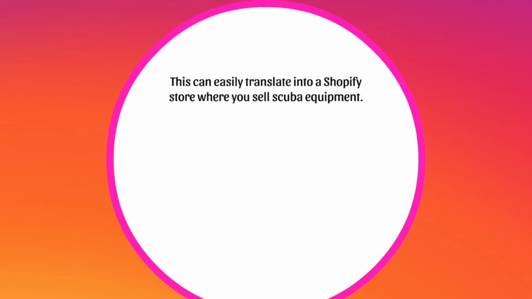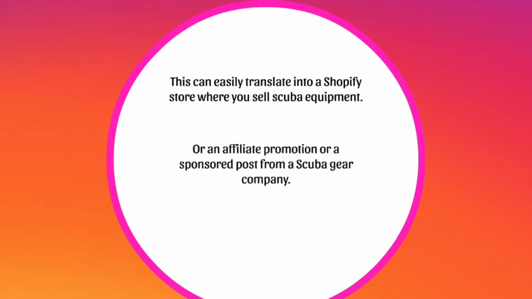You get to indirectly sell things, because at the end of the day, people are going to want what you have. They feel, okay, if I have the same tools or equipment that you have as a scuba diver, or as whatever you're trying to do, as a lifestyle or brand, they're more likely to buy it, right? So it can be a Shopify store, it can be an affiliate promotion, it can be a sponsored post from a scuba gear company, which we'll talk more about later down the road. But before you can do all of that, you need to have a brand. You need to have the ability to create a lifestyle, right?